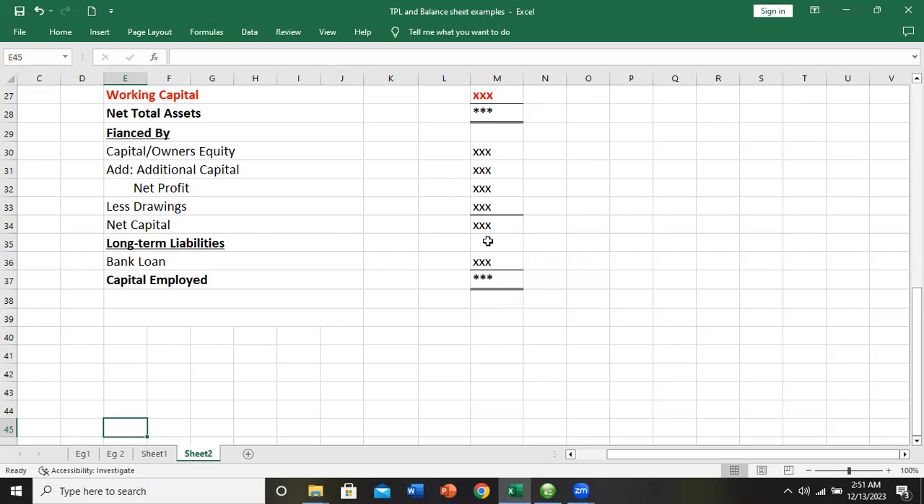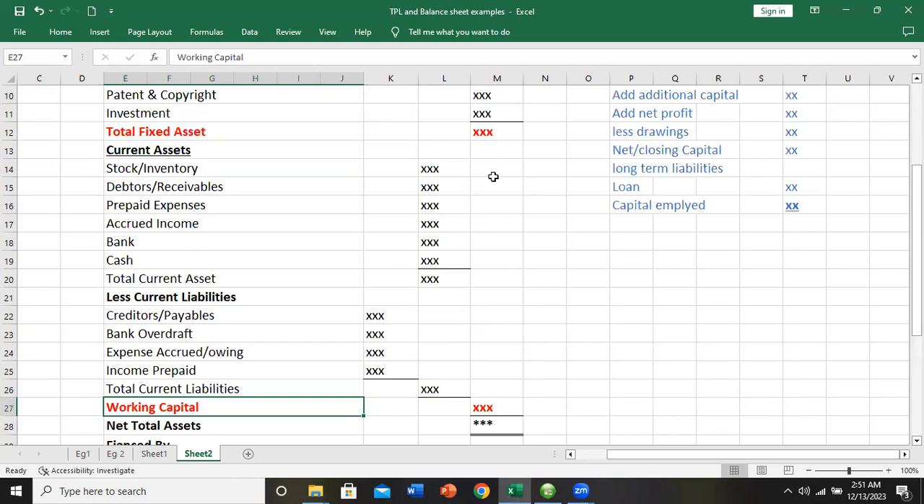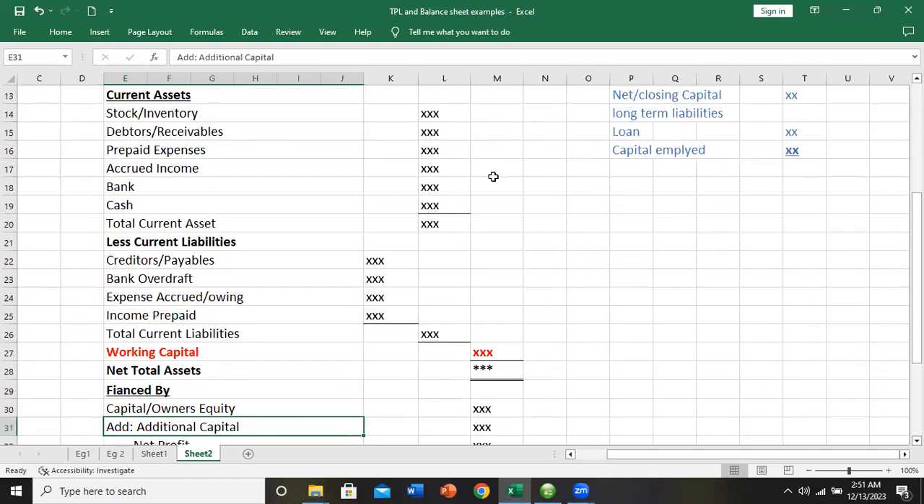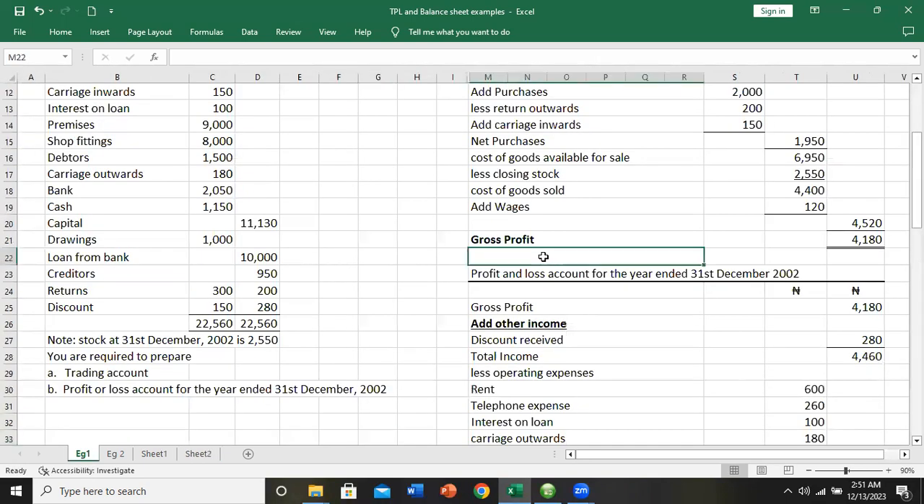After your fixed asset, what comes next is your current assets, followed by your current liabilities, which you less to get the working capital, add to the fixed asset to get the net total assets. Thank you very much. So I believe we can solve the illustration now. So we are back to the illustration.